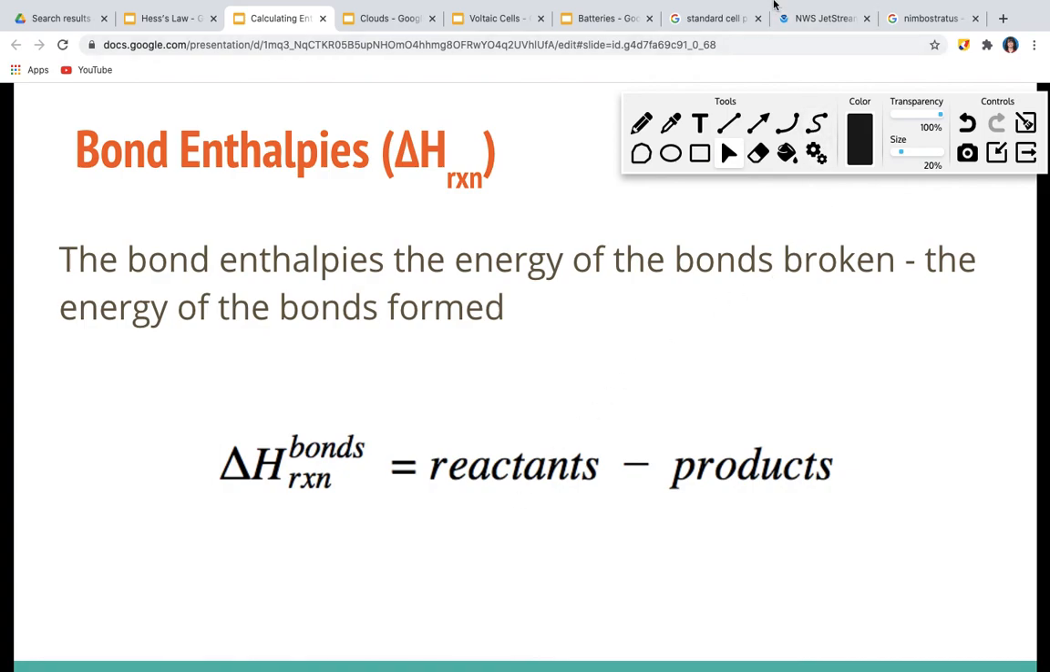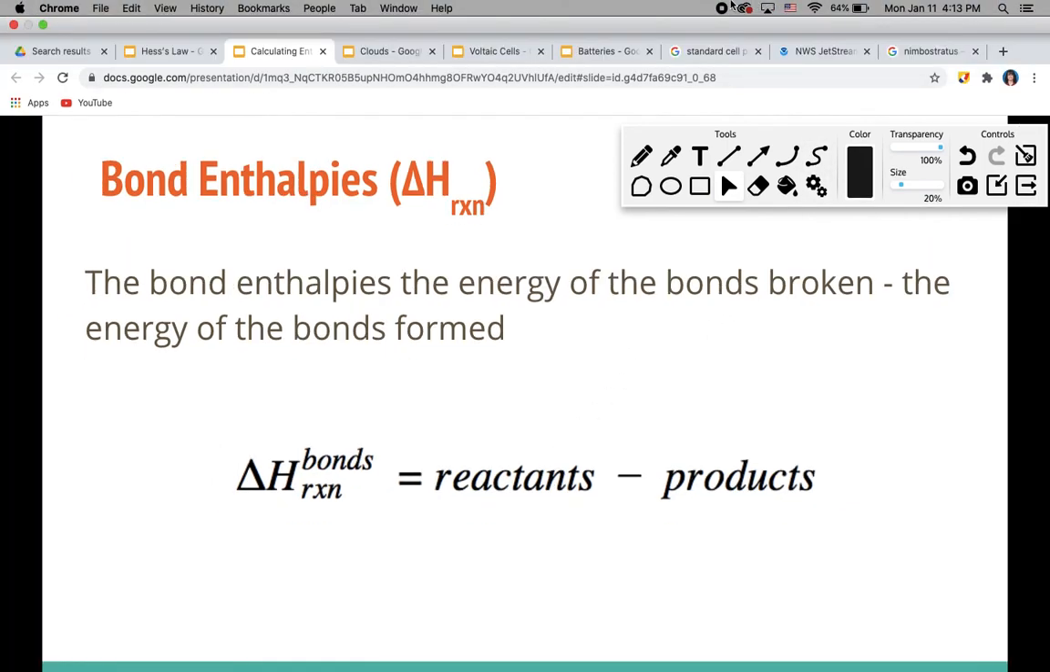I'm going to stop this here and record bond enthalpies later because they are now drilling outside of my classroom. So thank you for listening to how to calculate enthalpies using enthalpies of formation. We'll talk through bond enthalpies in the next video.